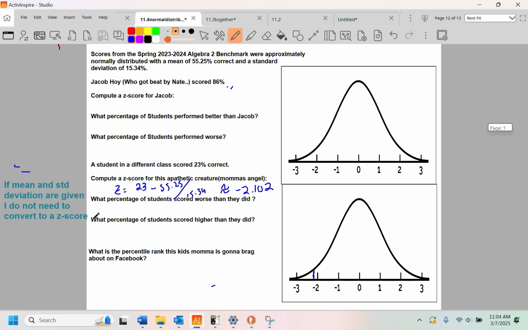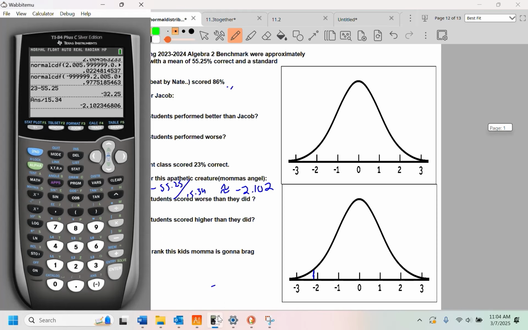Now, I'm going to go back over here where I typed this out. You don't actually have to have a z-score to use normal CDF because it had an option there. So second VARS, normal cumulative density function. If I want to know who did worse than he did, this guy is the upper boundary, and he made a 23. The lower boundary is just the negative 999,999. Now, the mean was given in the text, 55.25, and the standard deviation was given as 15.34.